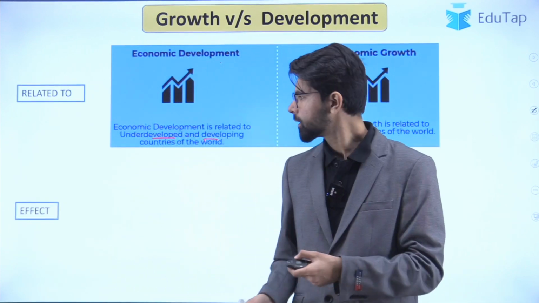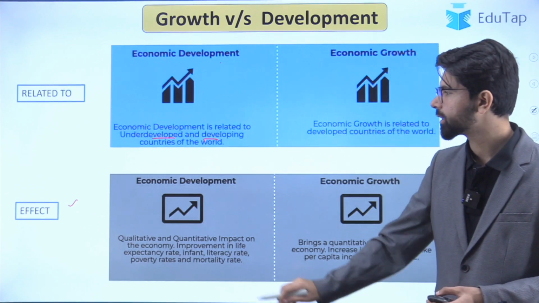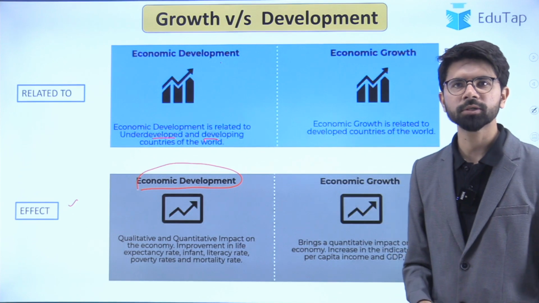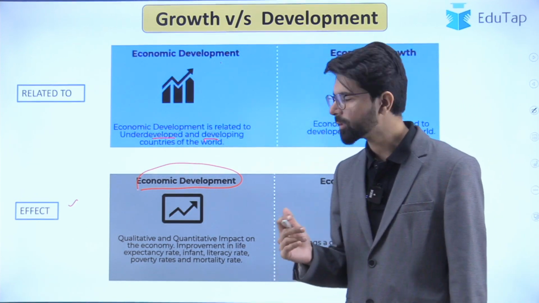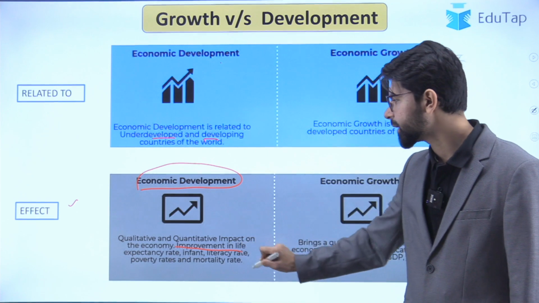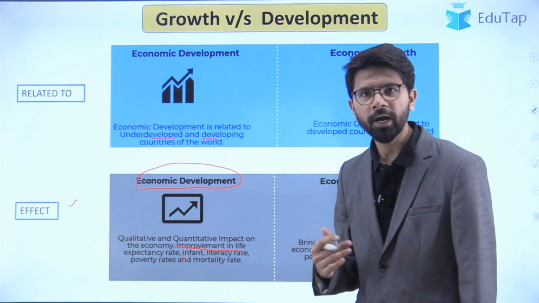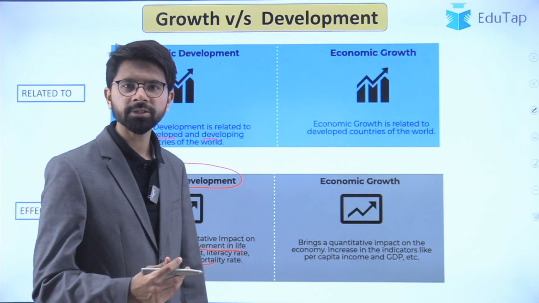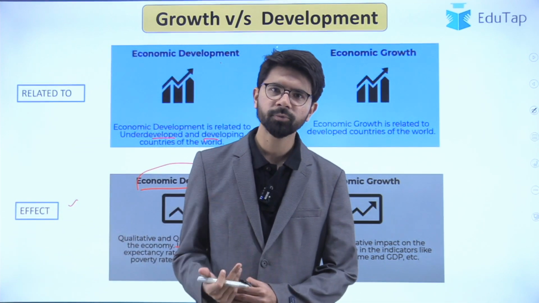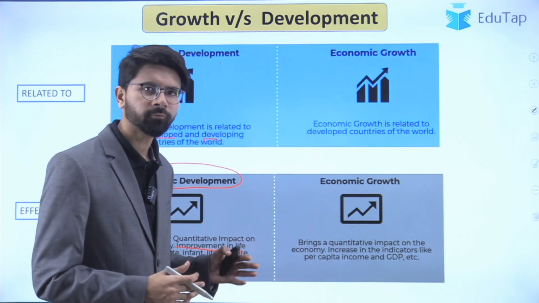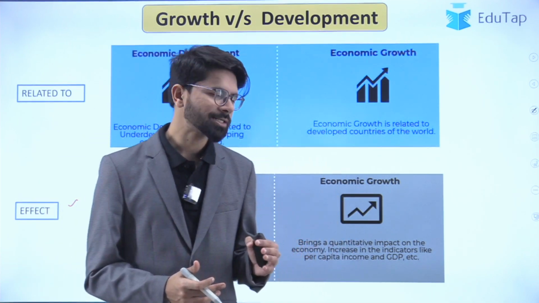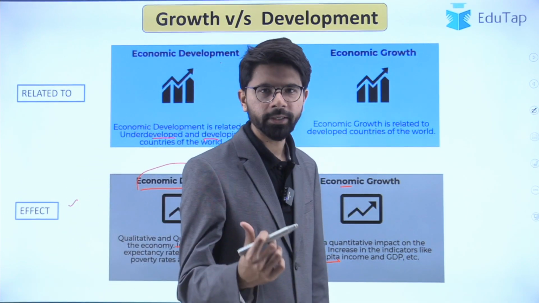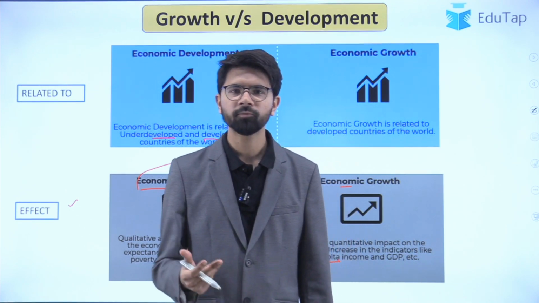And apart from that, we are now looking at the last and important difference, that is the effect. If we are focusing on the developmental aspect, what will be its effect? We will see an improvement in the life expectancy rate, the infant mortality rate, and all the other indices such as the mortality rate. The education level within the country will improve, and the poverty levels will come down. That is the kind of impact we will have if we focus on the developmental aspect. And if we focus only on economic growth, then crude indicators such as per capita income and GDP would be rising.